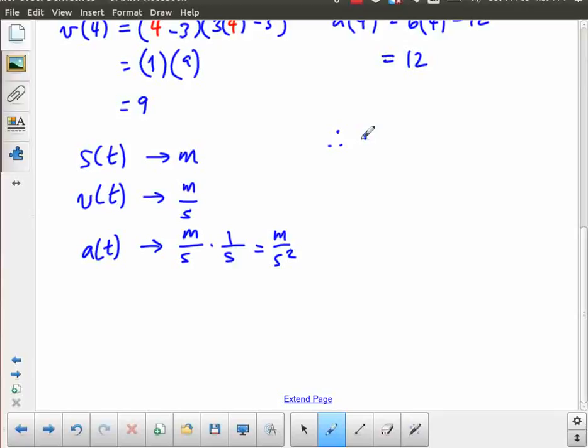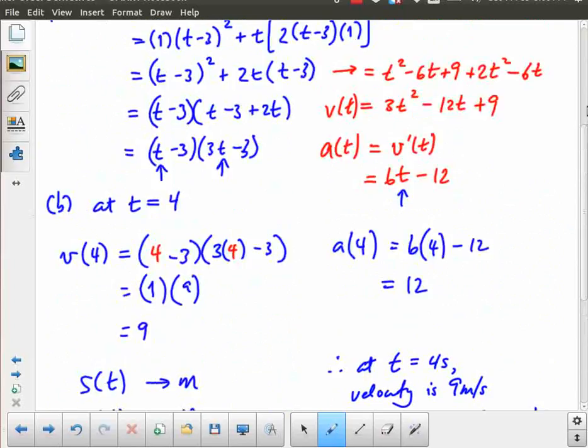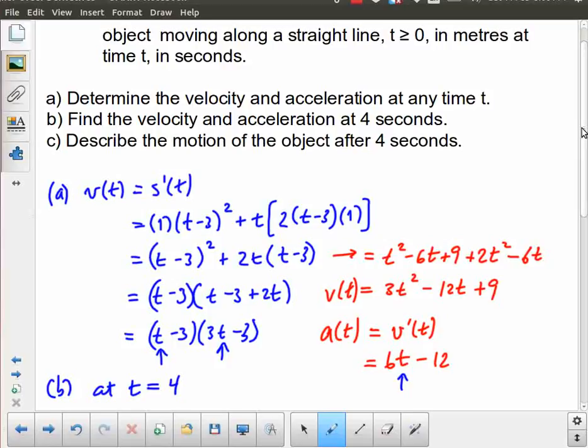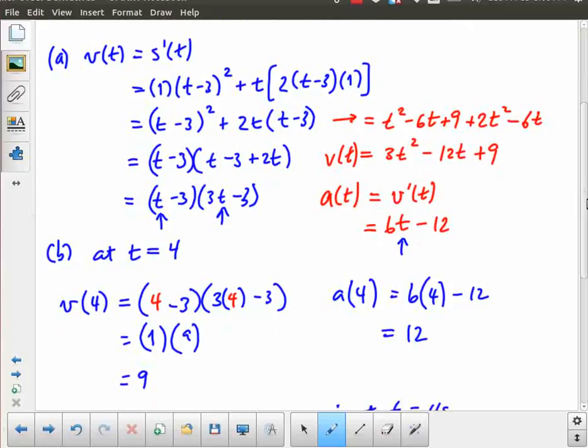So therefore, at t equal 4 seconds, velocity is 9 meters per second, and acceleration is 12 meters per second squared. And your answer is not done until you finish this with the correct units. Part C, describe the motion of the object after 4 seconds. So what is it doing after 4 seconds?